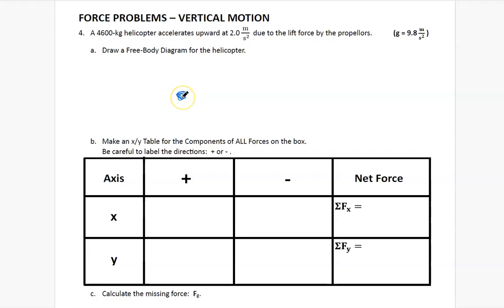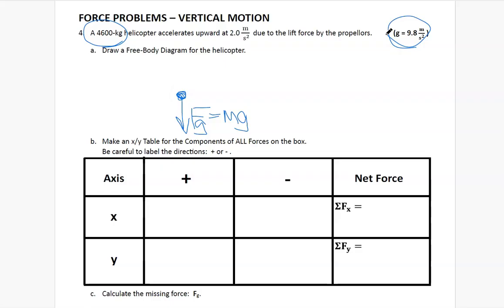And free body diagrams for vertical problems are frequently simpler than free body diagrams for horizontal problems. So let's look at it. We know this thing has a mass, and we know that it's being lifted up by propellers. So we've got a weight force straight down, and as always, our weight force is calculated as mass times g. All right, we know the mass, 4,600 kilograms, and we know g, 9.8 meters per second squared. So that'll be easy to calculate.